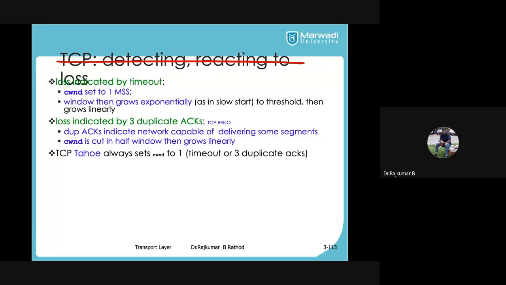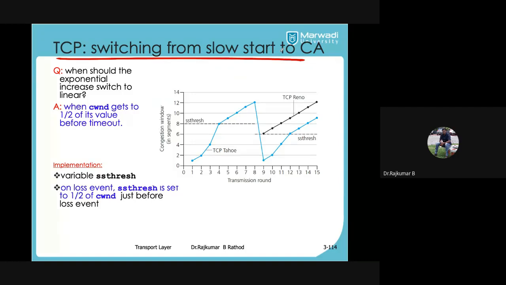So TCP detects the loss, and based on that it reacts by reducing its size to half, and from there it starts the linear increase. Clear? Then TCP is switching from slow start to congestion avoidance. That's what we just observed, but it is shown in the graph itself.